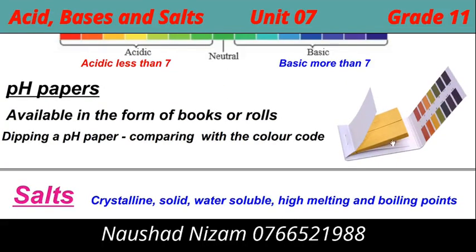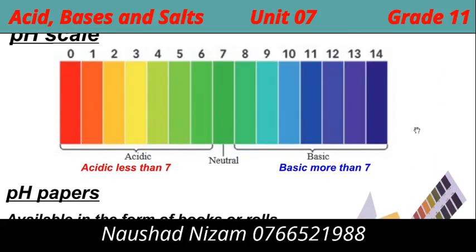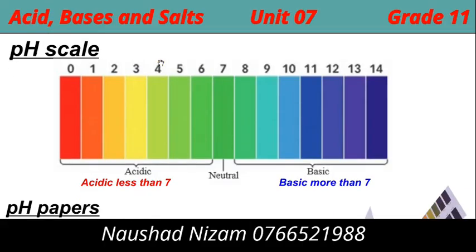So you have the pH papers. These are the colors of the pH papers. When you immerse one into a solution, it will give a color. That color will specify the number. So based on the color, you get the number and you can get an idea of whether it's a strong or a weak base or acid.